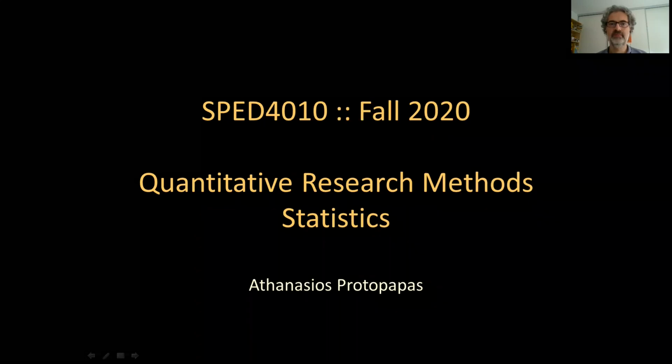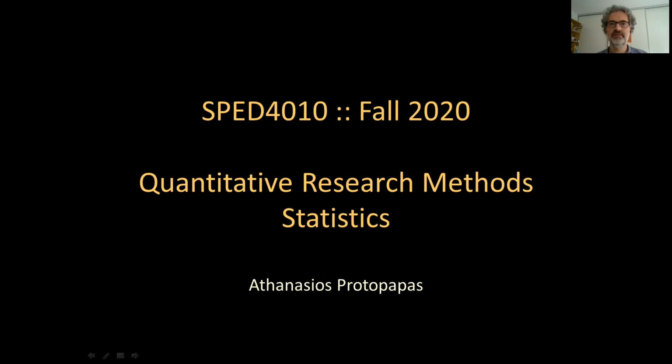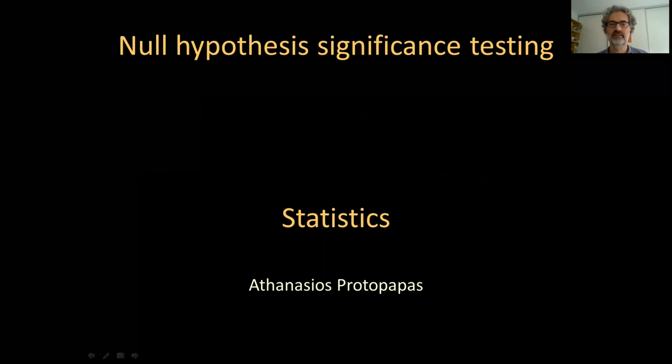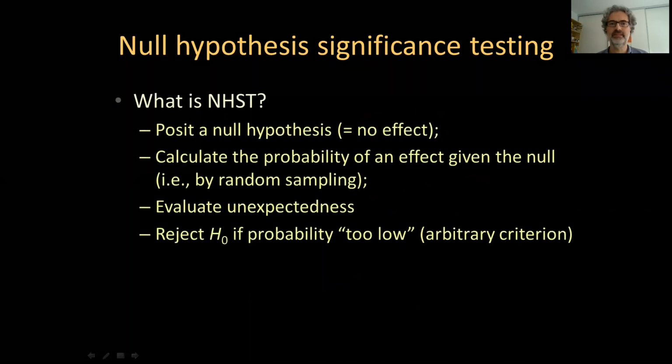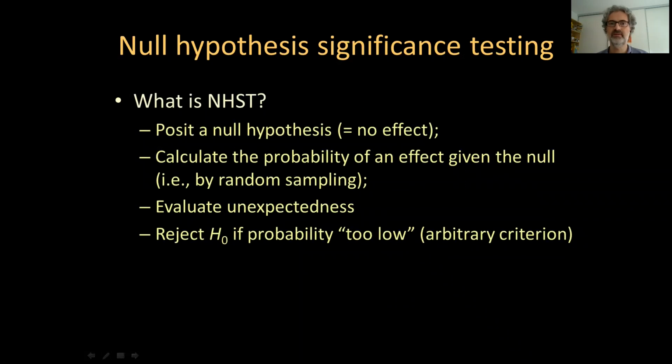In this video, we will talk about null hypothesis significance testing. Now, what is null hypothesis significance testing? It's this procedure whereby you first posit a null hypothesis, that is, you assume there is no effect, your variables aren't related. Then you calculate the probability of an effect, assuming the null hypothesis is true.